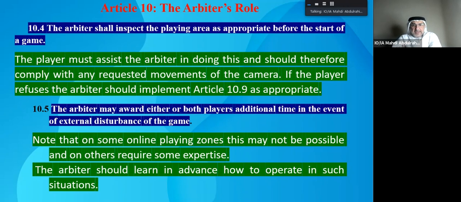So arbiters should learn in advance how to operate in such a situation. So if I bring one arbiter who's not experienced, I tell him, okay, you're responsible for 10 players inside this room number 3, a team match between Bahrain and Kuwait, for example. So he is new, he doesn't know how to share screen, cannot contact the players. So why do I use this arbiter? No experience. So in this case, we have to be sure beforehand, see how experienced this arbiter is.